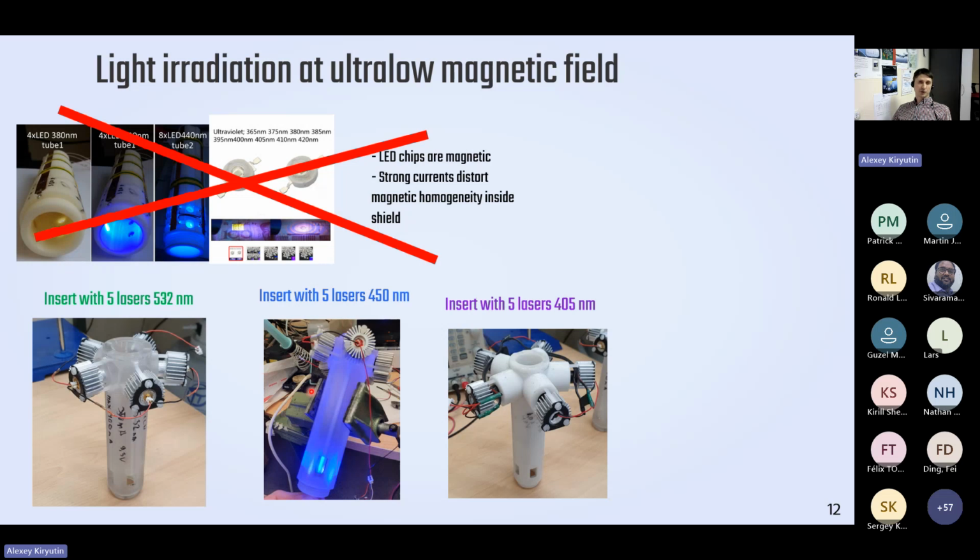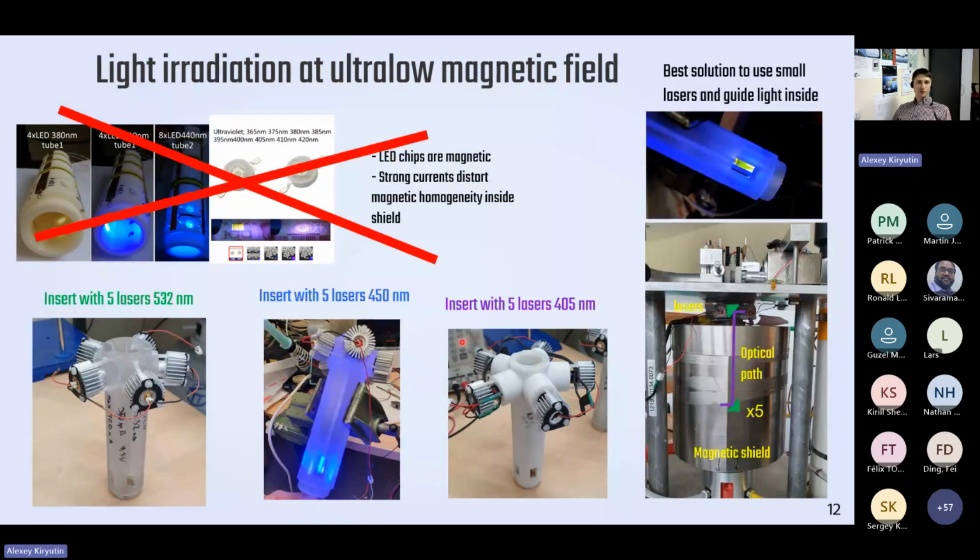So I decided to place the light source outside the magnetic field and deliver light using 2 mirrored surfaces, as is done in a periscope. This approach required the use of small diode lasers with non-divergent beams. Examples of such inserts are shown on the slide.